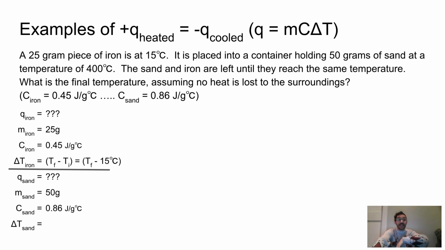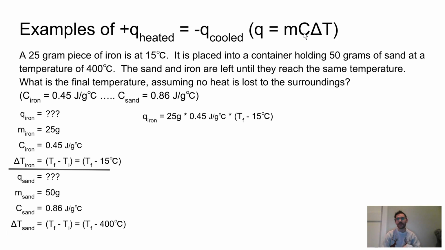I know the specific heat of the sand, and I don't know the temperature change exactly, but I do know the initial temperature. So what I can do now is take what I do know and plug it into my friend Q equals MC delta T, even though there are going to be gaps. With all this down, now I can use Q heated equals negative Q cooled.